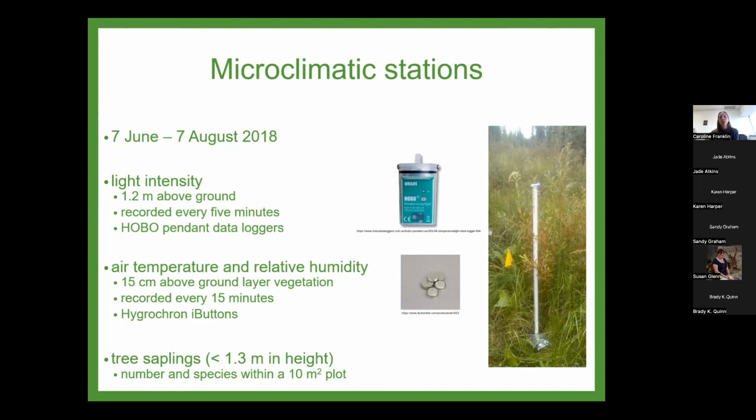And then we also used eye buttons to record air temperature and relative humidity. These were set up 15 centimeters above the ground layer vegetation, and we created a little radiation shield around them to try to mitigate the effects of light. And they recorded air temperature and relative humidity every 15 minutes. And then we had a circular plot around the microclimate sensors, and in that we counted and recorded the number of tree saplings, so they were less than 1.3 meters in height within that area.